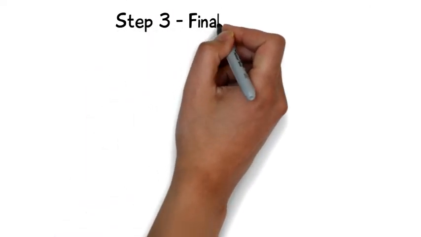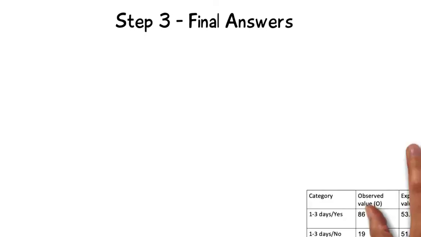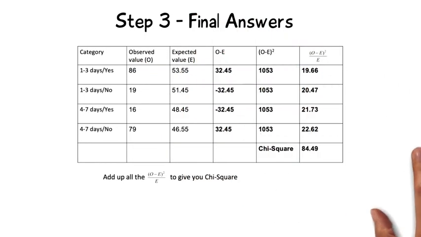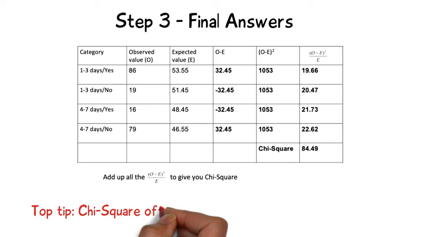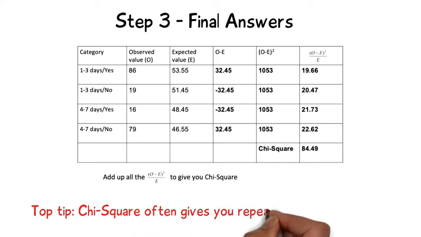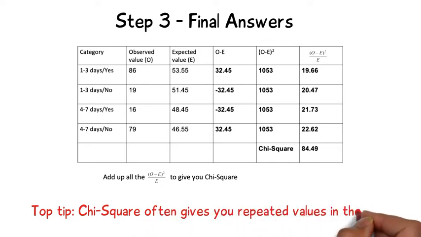So here's my answer to step 3, actually working out the chi-squared itself. Pause it here, just make sure you've got the same thing that I have. Make sure you've ended up with the same chi-squared. A bit of a tip here: chi-squared often gives you repeated values in the table. That's completely normal. I've got them here, don't panic if you see that.